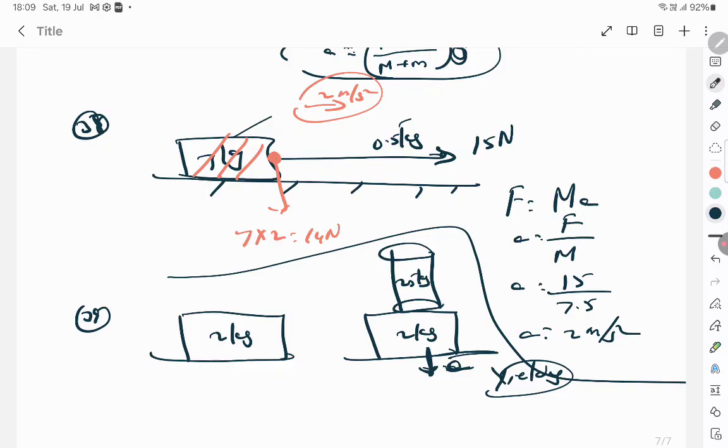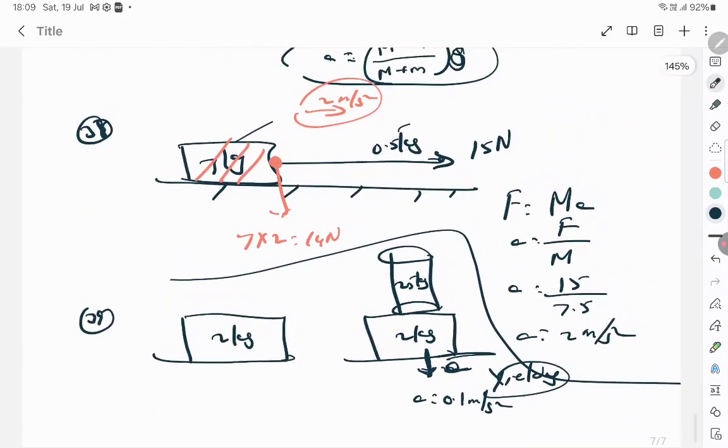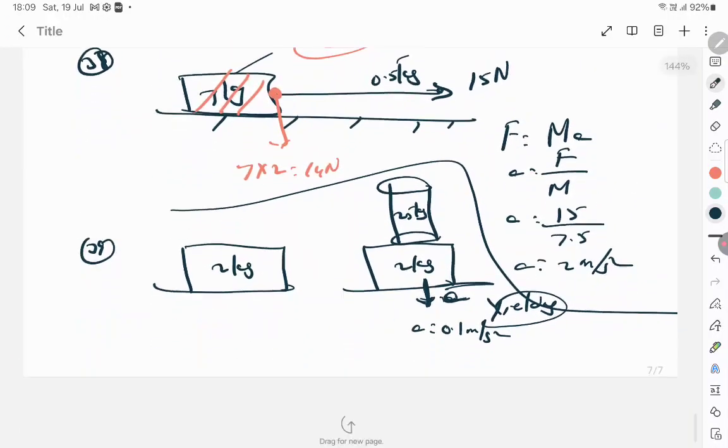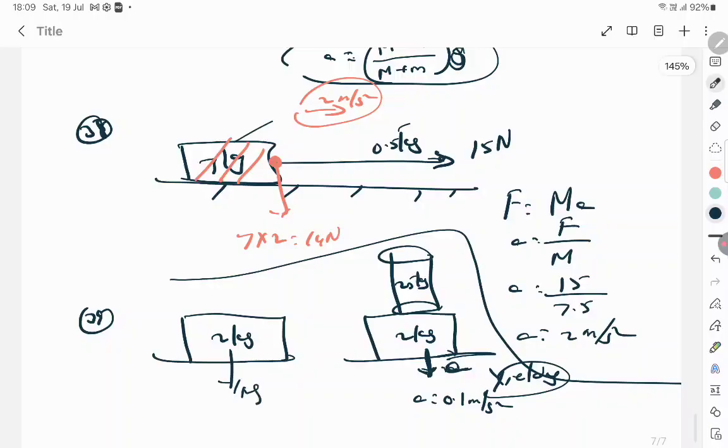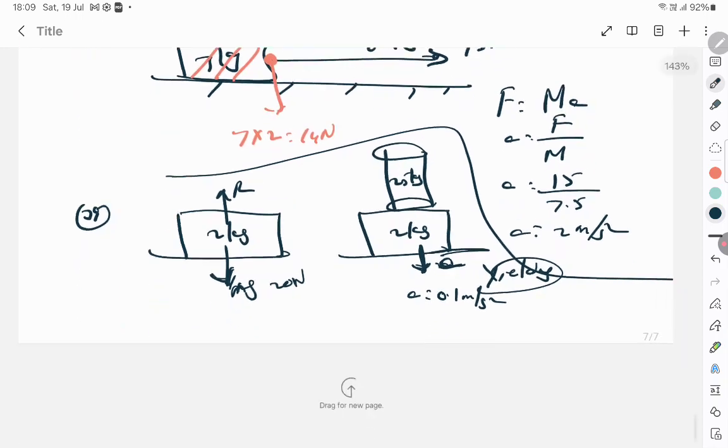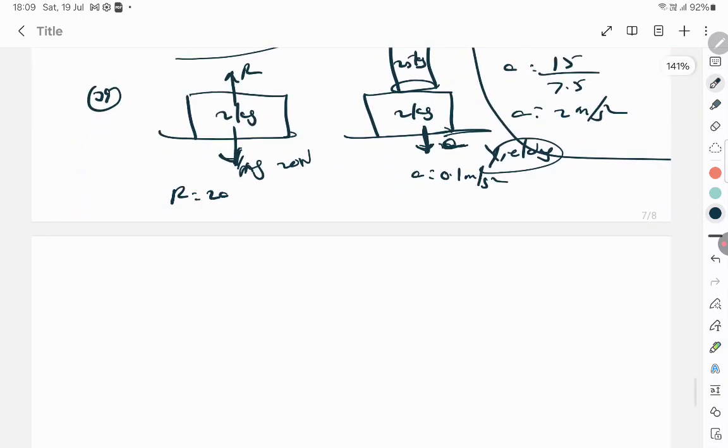Okay, so the floor yields and the block and the cylinder are accelerating with an acceleration of 0.1 meter per second square. What is the action of the block on the floor before and after? Before, mg is equal to the normal reaction. There's an mg acting downward, which is 20 Newton, and it will be equal to the normal reaction because the floor is not yielding, there is no acceleration, no net force. R is equal to 20 Newtons.